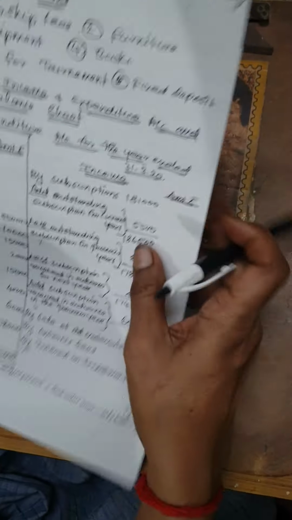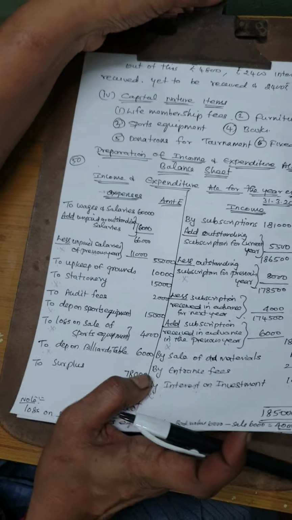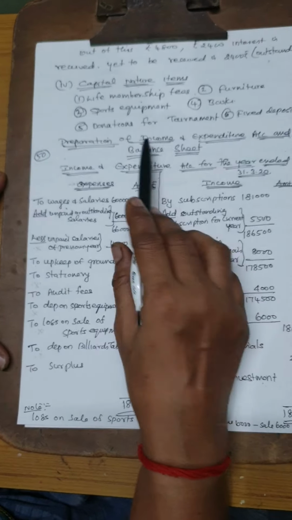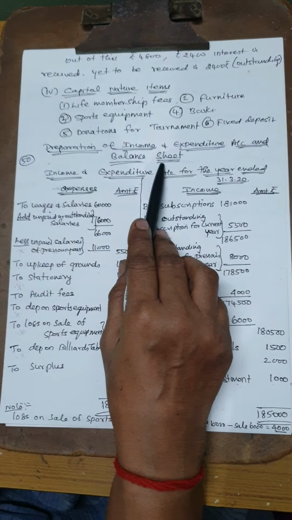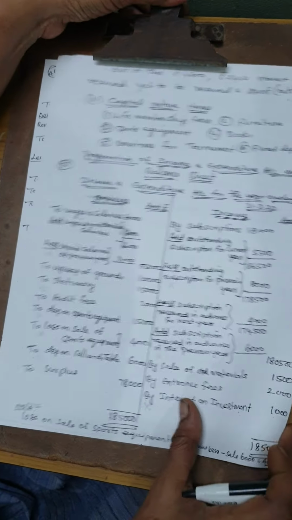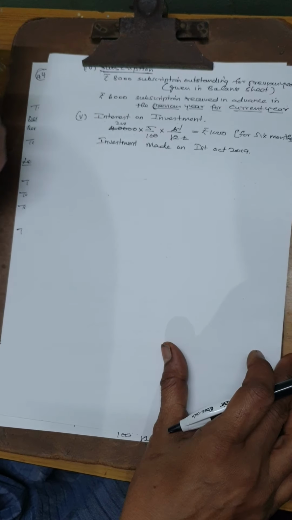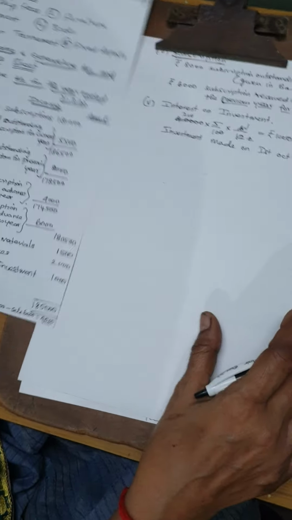The next sum what we are going to do is 50th sum. In this sum you are asked to do income and expenditure account and balance sheet. So here you have to be careful and leave the capital nature items so that those items can be taken for doing the balance sheet.